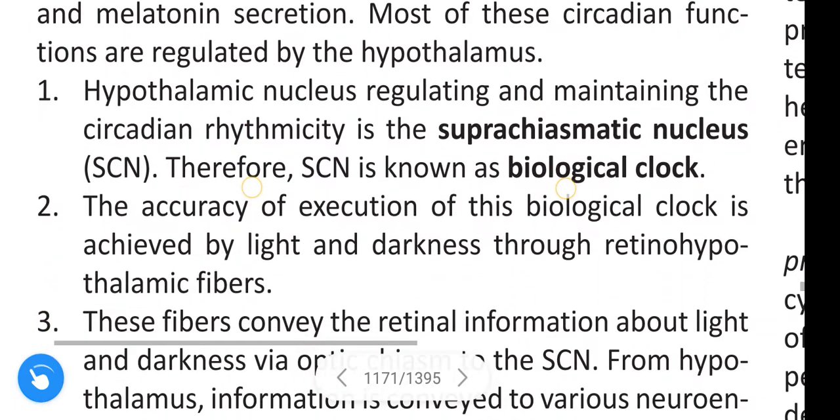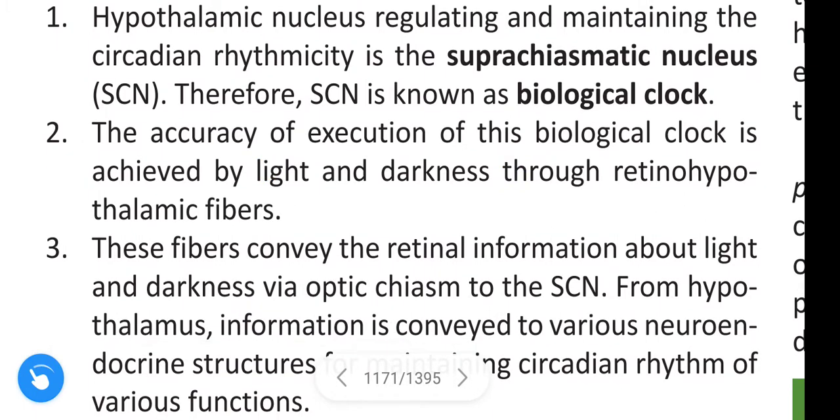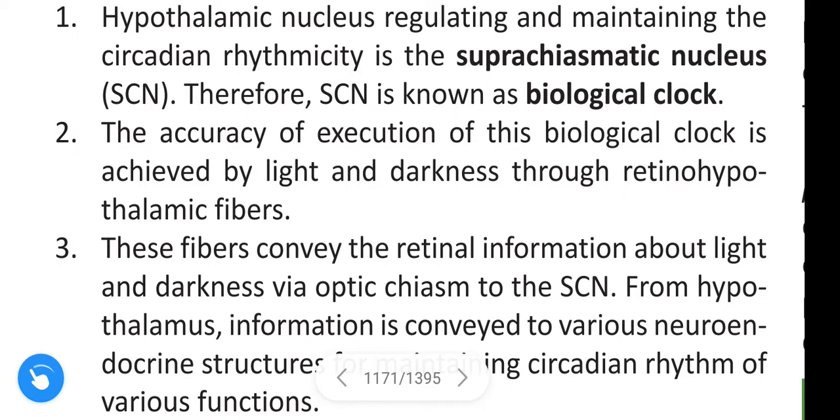The hypothalamic nucleus regulating and maintaining the circadian rhythmicity is the suprachiasmatic nucleus. Remember this point, guys. Therefore, the suprachiasmatic nucleus is known as the biological clock.